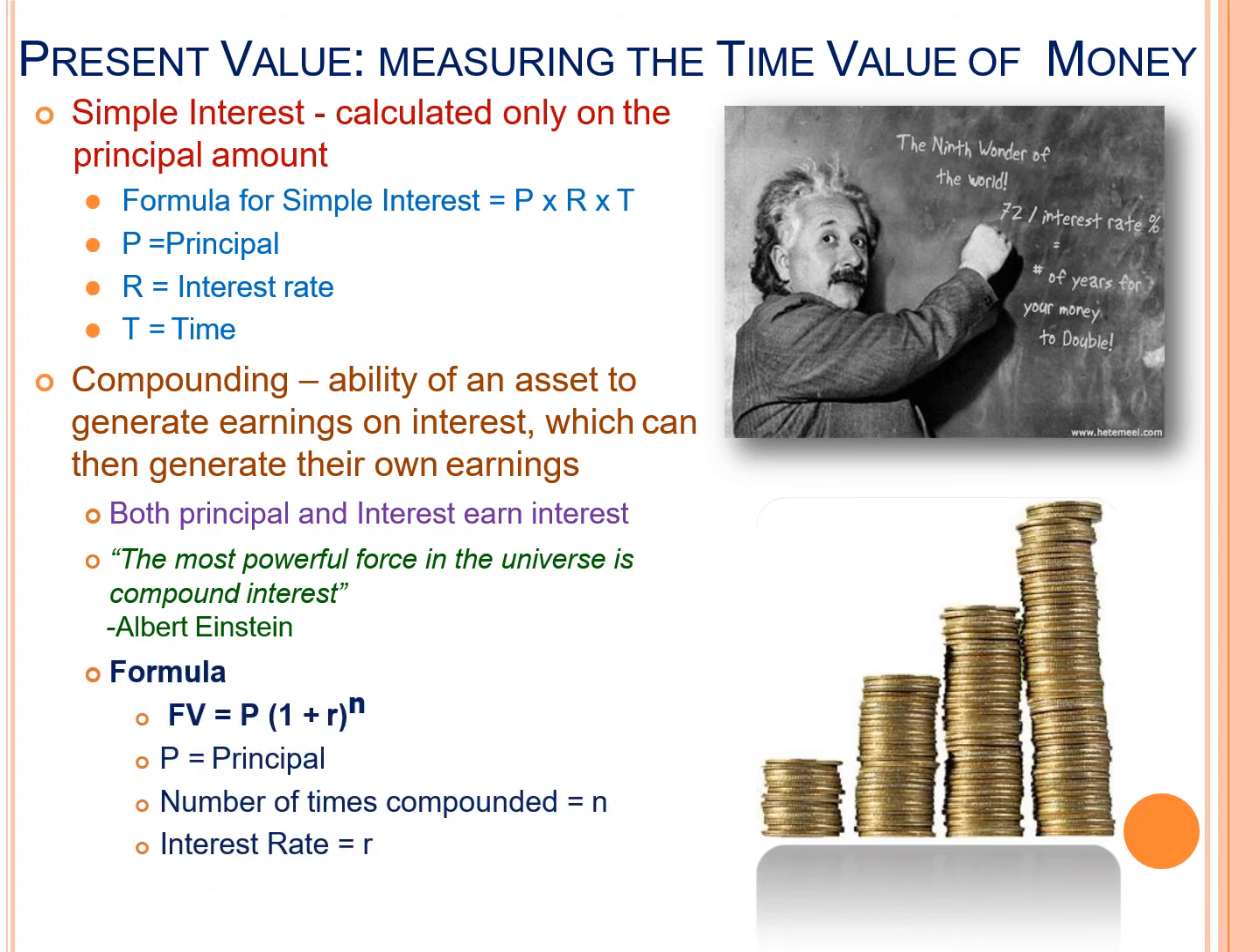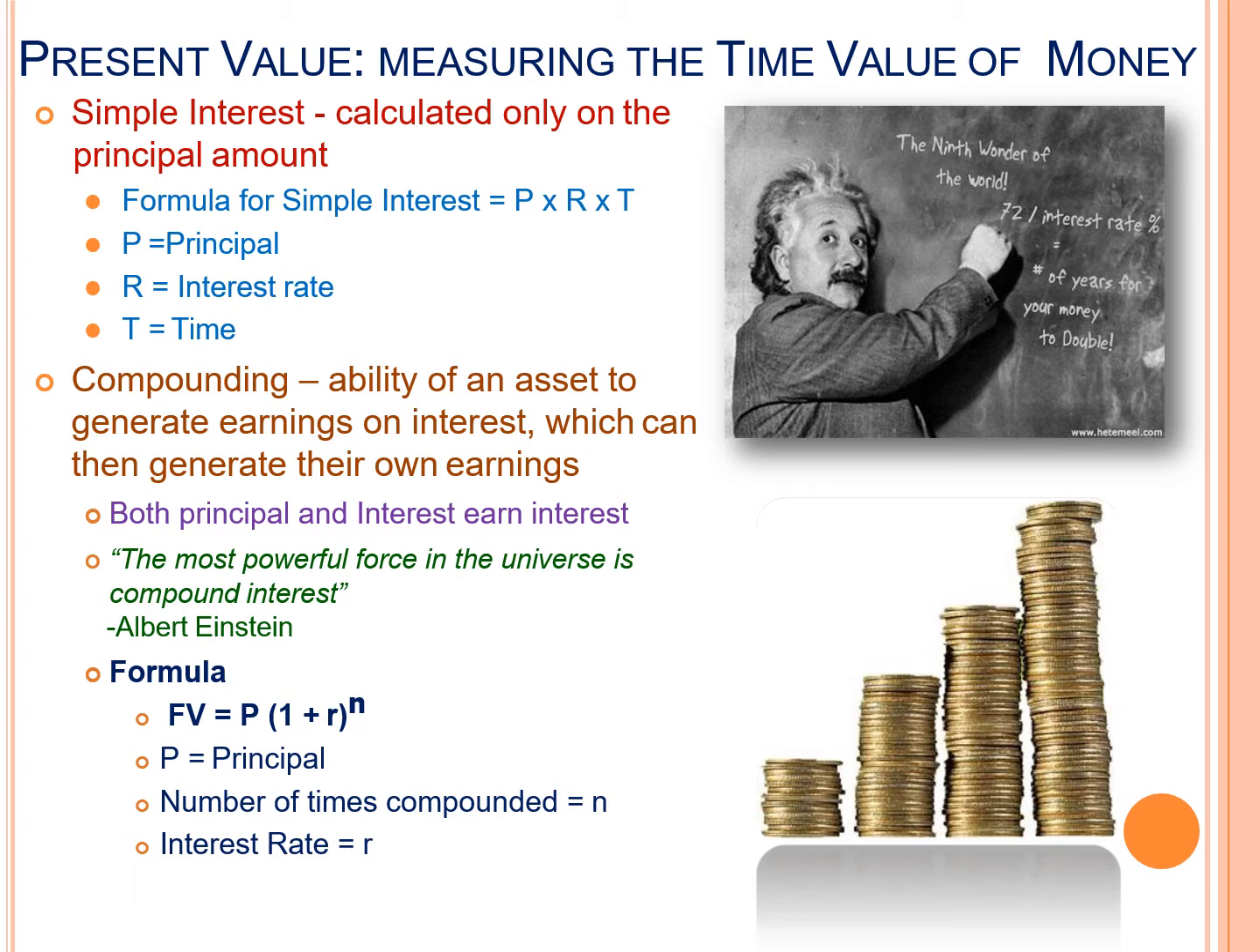So here's the formula for finding the future value of a present sum of money. The future value is equal to the principal times 1 plus the interest rate, compounded to the number of years compounded.